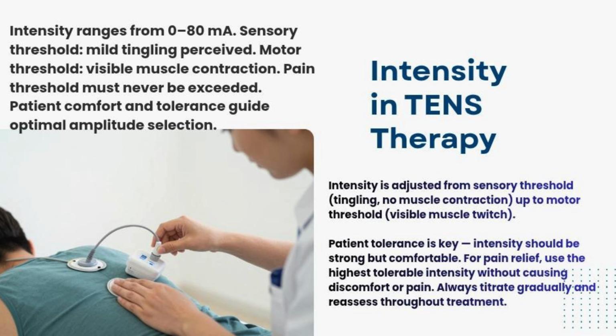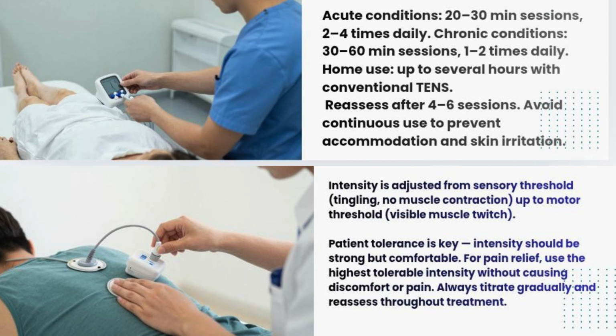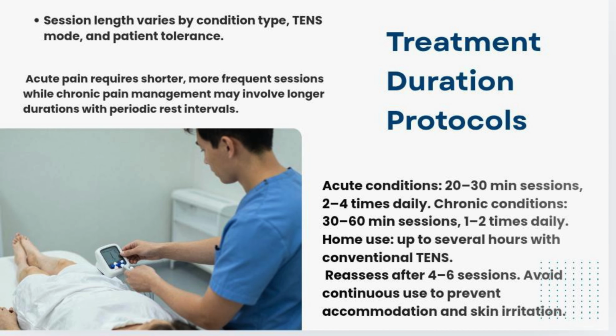Intensity refers to the strength of the electrical stimulation. At a sensory level, the patient usually experiences a strong but comfortable tingling sensation. At a motor level, visible muscle contraction may occur. The appropriate intensity depends on the treatment goal and the patient's tolerance. Treatment duration is another important parameter. There is no single treatment duration that is appropriate for every patient. Treatment duration depends on the TENS mode, the clinical goal, the patient's condition, the patient's response, and the specific device or treatment protocol.